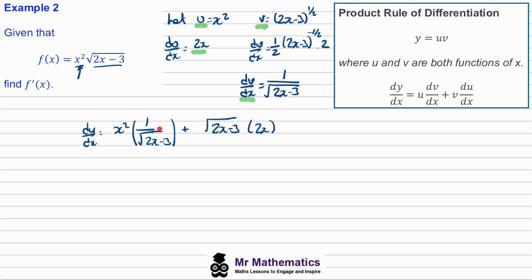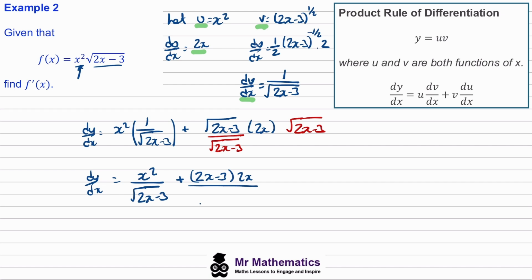Now we can add these two terms together if we have a common denominator. So I need to give this second term a denominator of root 2x minus 3. So I need to multiply the numerator by that same term. So dy by dx will be x squared over root 2x minus 3 plus, when we multiply this square root by this one, the roots will cancel, and we've got 2x minus 3 multiplied by the 2x over our common denominator.